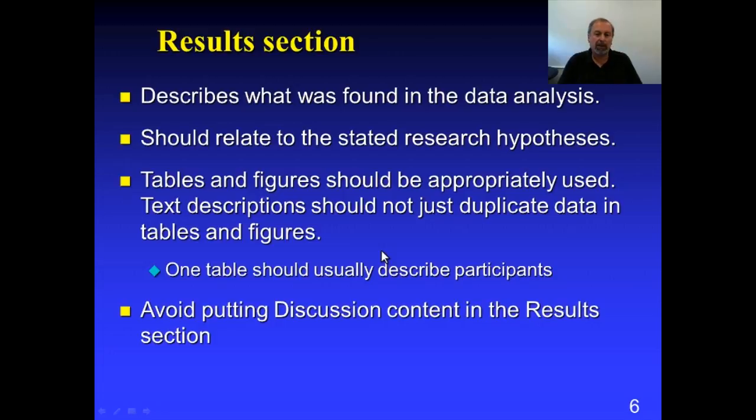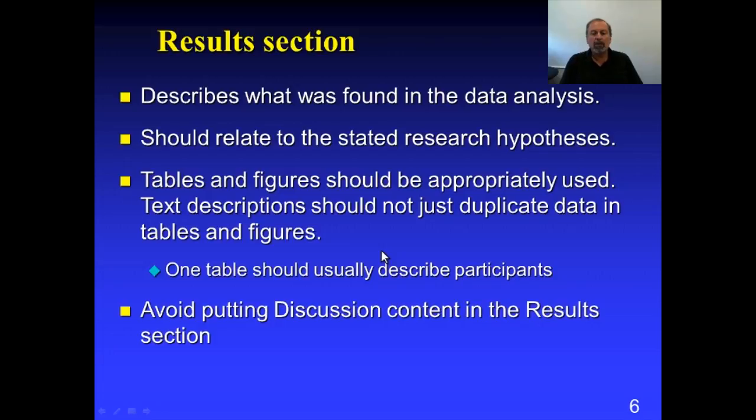So the next section generally is the results section, and that describes what was found in the data analysis, and you should make sure that it relates to the stated research hypotheses, and also that it relates to the methods, because all these things have to hang together. So if your results section uses some methods that are not in the method section, then you need to go back and put them in there.